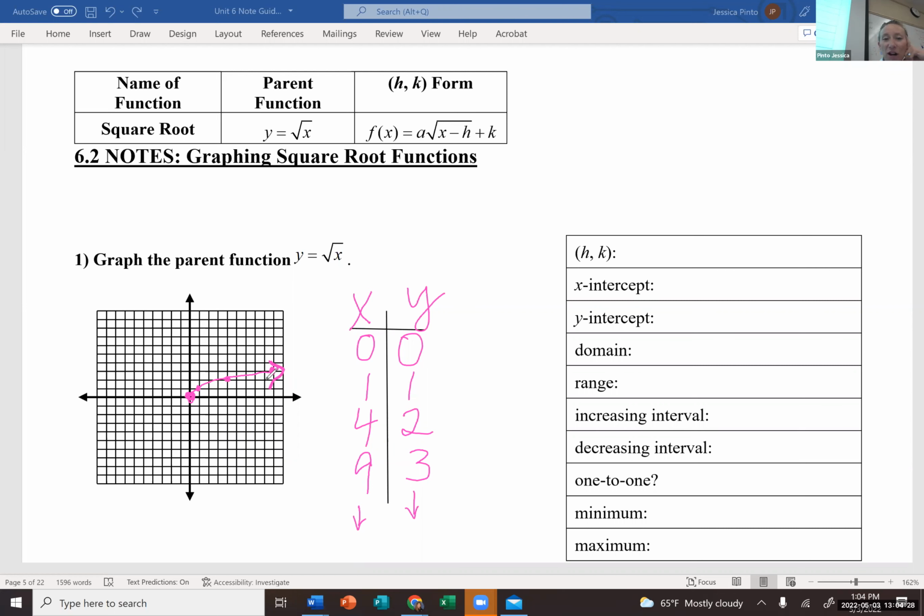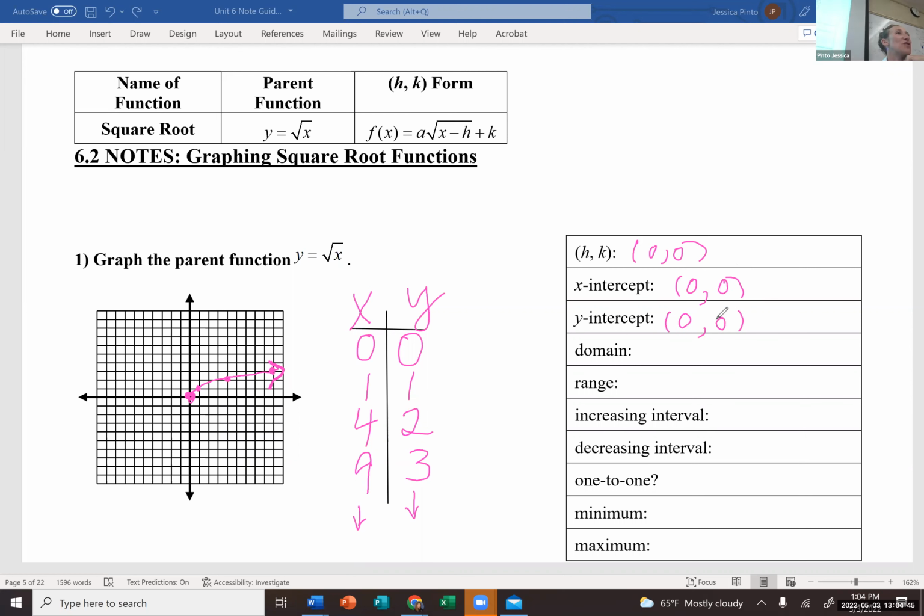Okay, so we've got our HK, it's 0, 0, which means my x-intercept and my y-intercept are also both 0, 0. That's right.